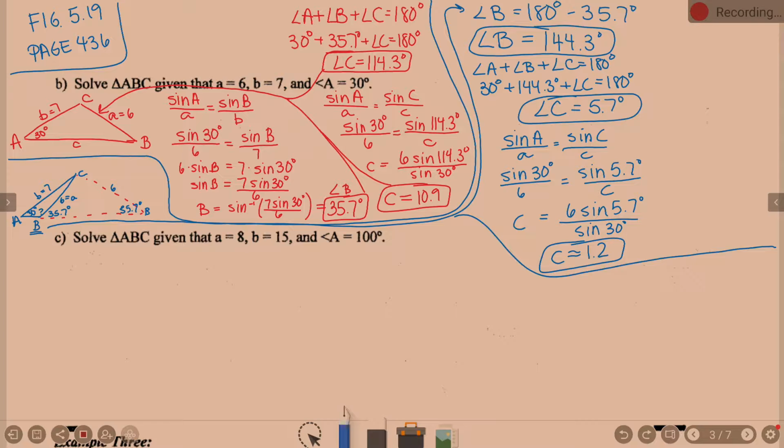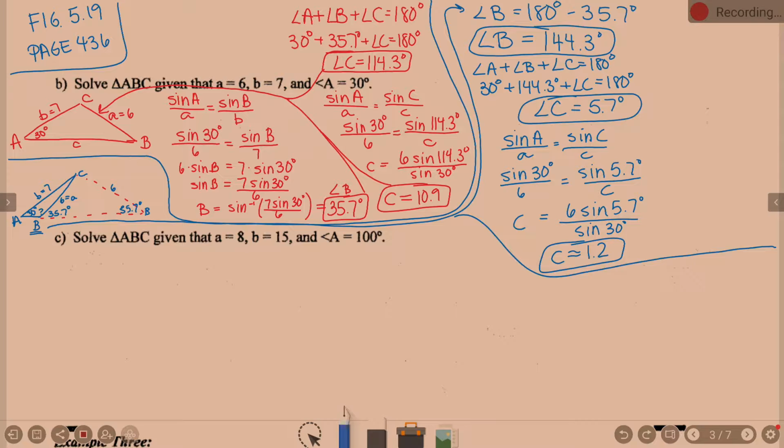Okay. Example C. That's the hard one. That is the difficult part of this lesson. You got the basics of everything else. This is going to be the challenge problem. This is where you have to really work hard to figure out all the connections. So, example C.